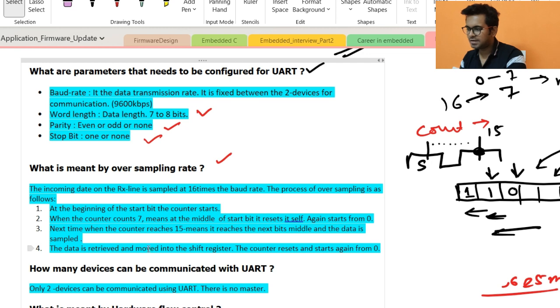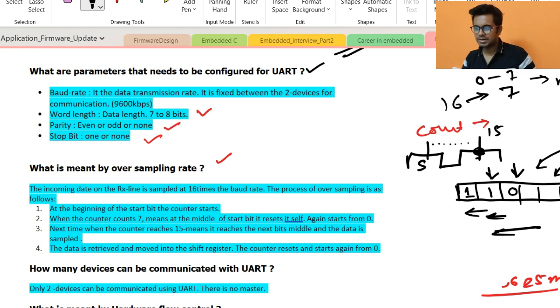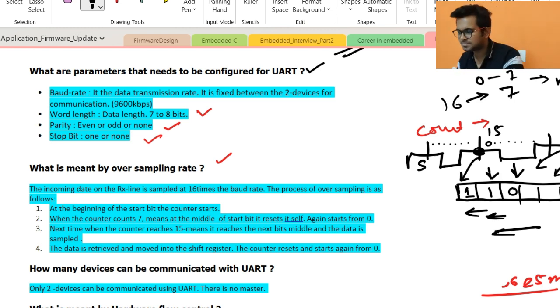The data is retrieved and moved into a shift register. The counter resets and starts again from 0. So what happens at this moment, the data will be shifted to the shift register and it will start again counting from 0 for the next midpoint of the data. In this way the data will be captured bit by bit into the shift register.